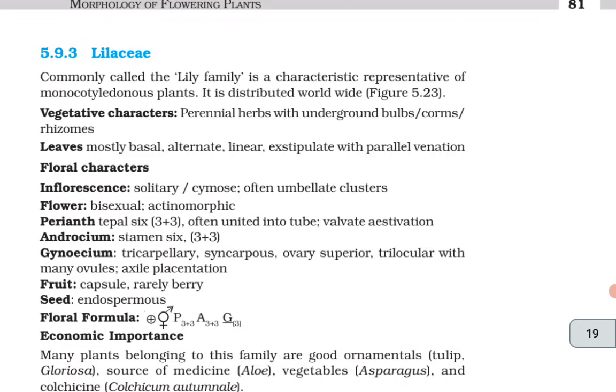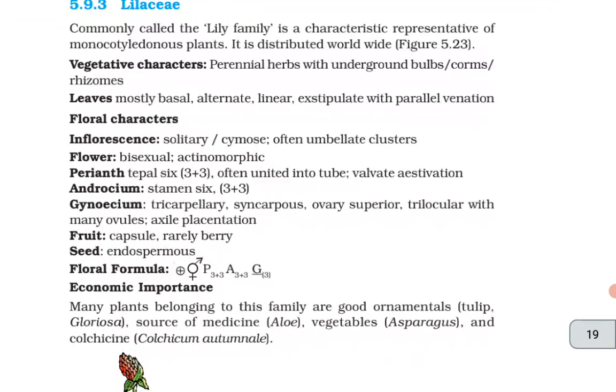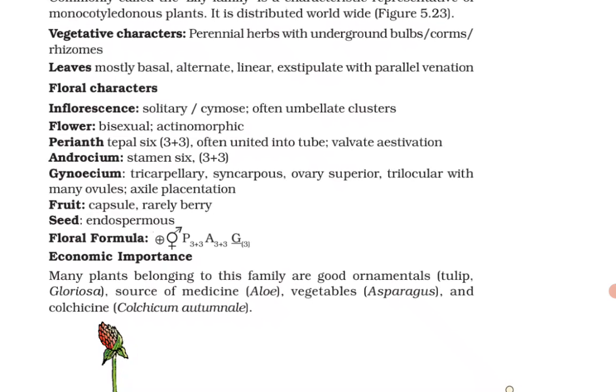Liliaceae, commonly called the lily family, is a characteristic representative of monocotyledonous plants. It is distributed worldwide. Vegetative characters: perennial herbs with underground bulbs, corms or rhizomes. Leaves mostly basal, alternate, linear, exstipulate with parallel venation. Floral characters: inflorescence solitary, cymose, often umbellate clusters.